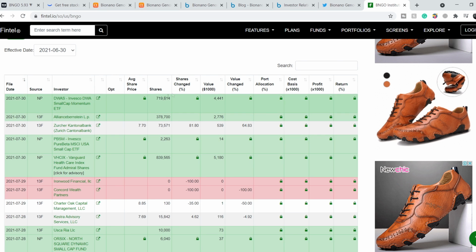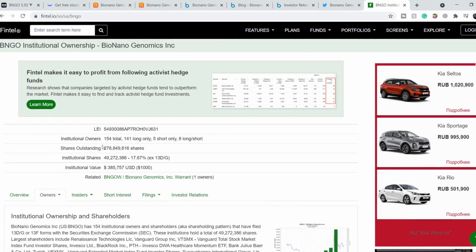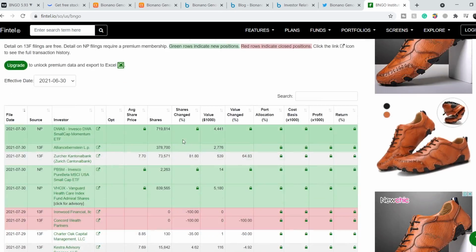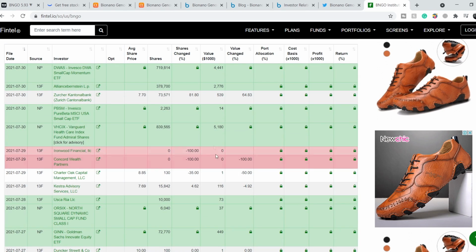And that's why let me show you the latest information from institutional investors. According to fintel.io, for now they have 154 total institutional investors. 141 of them have a long position, 5 of them have a short position, and 8 of them have a mixed position. And let me show you the latest sentiment. As you can see, the green rows indicate the new positions, red rows indicate closed positions. And we have more green rows than red ones. Green rows, for example, have positions of $5.1 million, $2.7 million, $4.4 million. It is just the latest three positions.